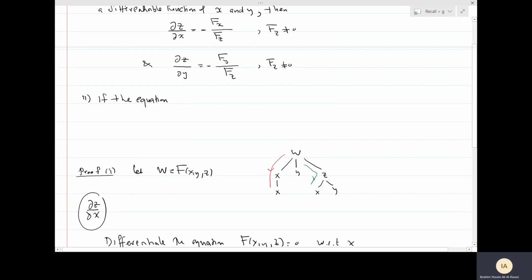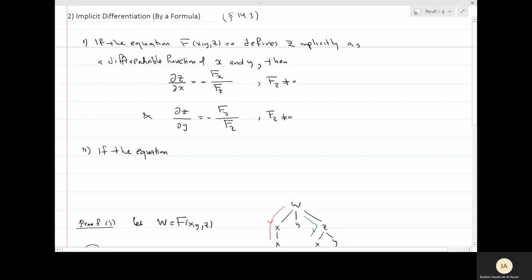So we have the following here. Partial z partial x equals minus f sub x over f sub z. Notice, just to help you memorize, it is not zx here, it is x and z, just as if you go diagonally. Partial z partial y equals minus f sub y over f sub z. Notice z in the denominator, y in the numerator. So this is the rule.